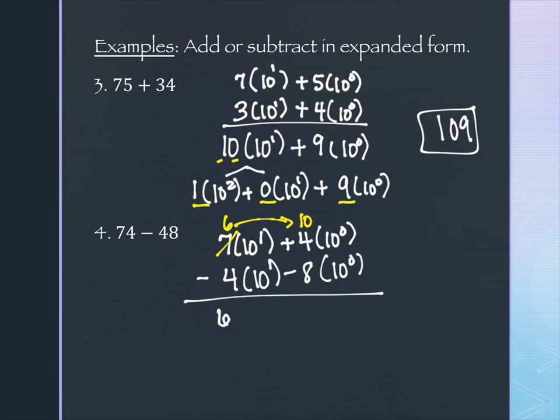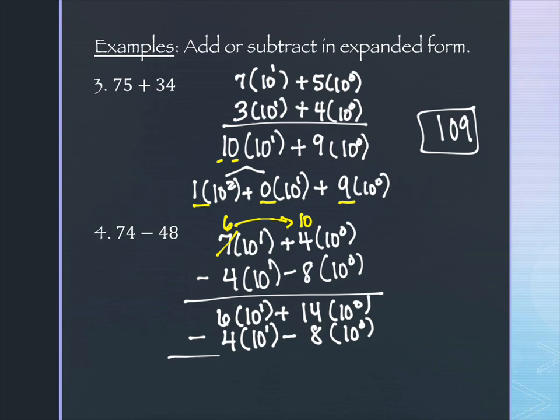So I'm going to rewrite this step. This would actually look like 6 times 10 to the 1 now, plus 14 times 10 to the 0. I'd be subtracting 4 times 10 to the 1, and subtracting 8 times 10 to the 0. Now, as long as there's enough on the top value to subtract off the bottom value, we can move again from left to right. So 6 minus 4 is 2. So this is 2 times 10 to the 1. And then 14 minus 8 is 6 times 10 to the 0. And our standard numeral then is the number 26.